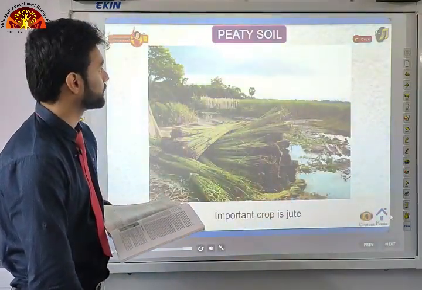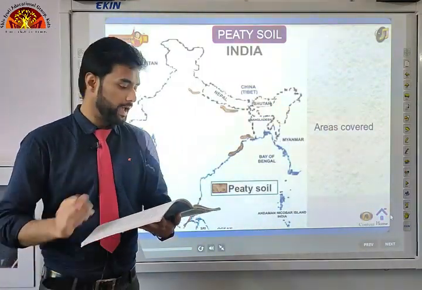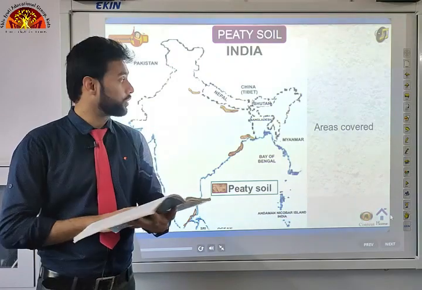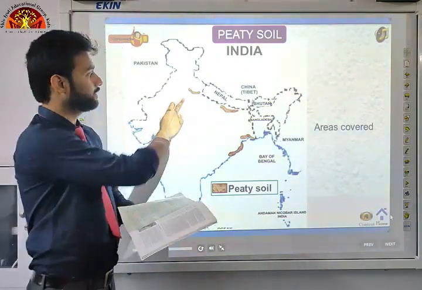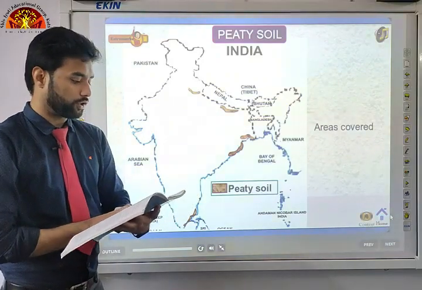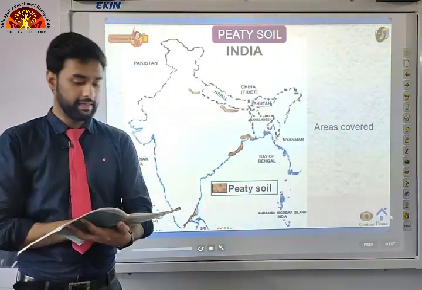The important crop which is grown in peaty soil is jute, and these are the areas where you will find peaty soil. As you can see, it occurs on the northern parts of Bihar, southern parts of Uttarakhand, which is here, and the coastal areas of West Bengal, Odisha and Tamil Nadu. Peaty soil is found here.